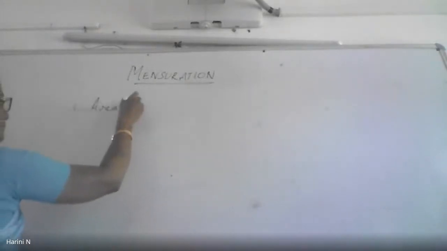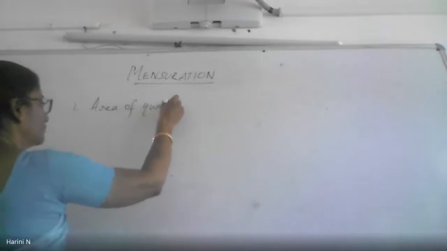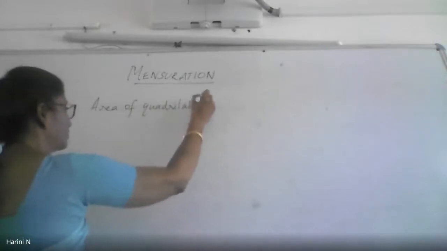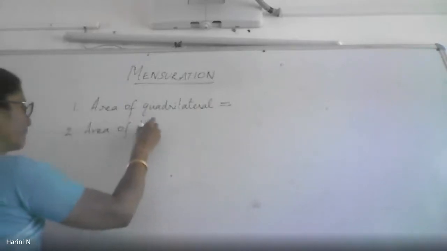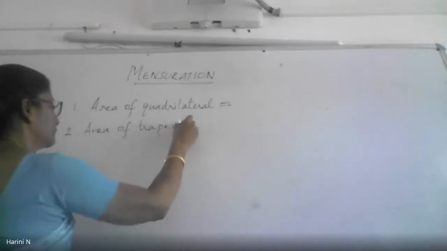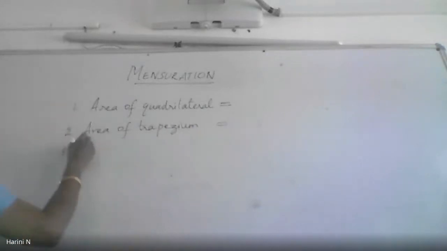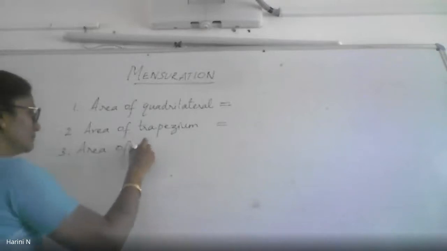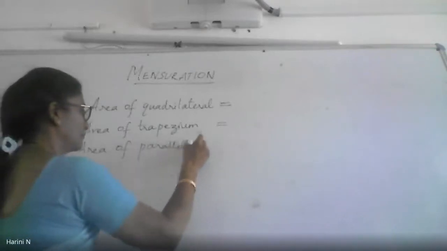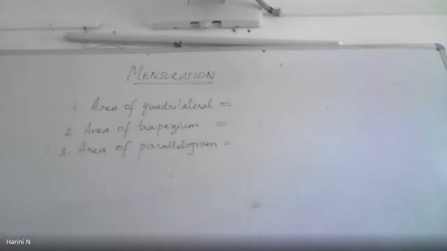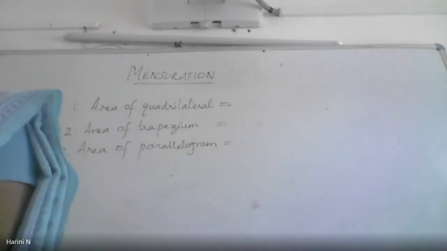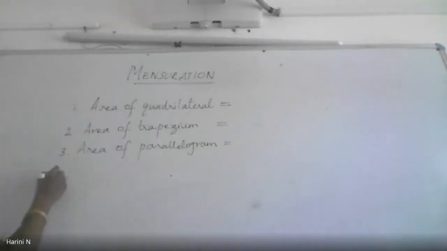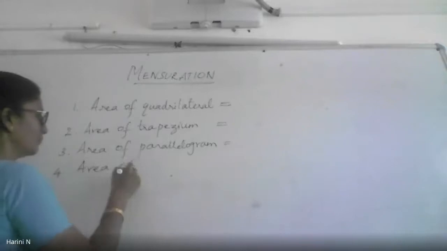Area of quadrilateral. I'm not going to write, you are going to fill up the blank. Next, area of trapezium. Then area of parallelogram. Then we'll go to the solids then. Okay, rhombus also we have to recall quickly. Area of rhombus.